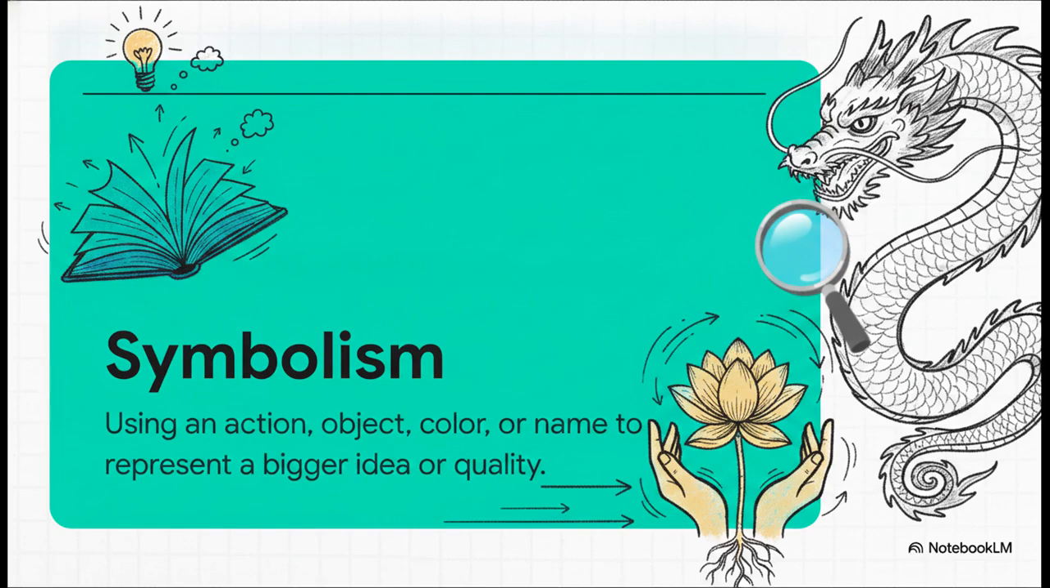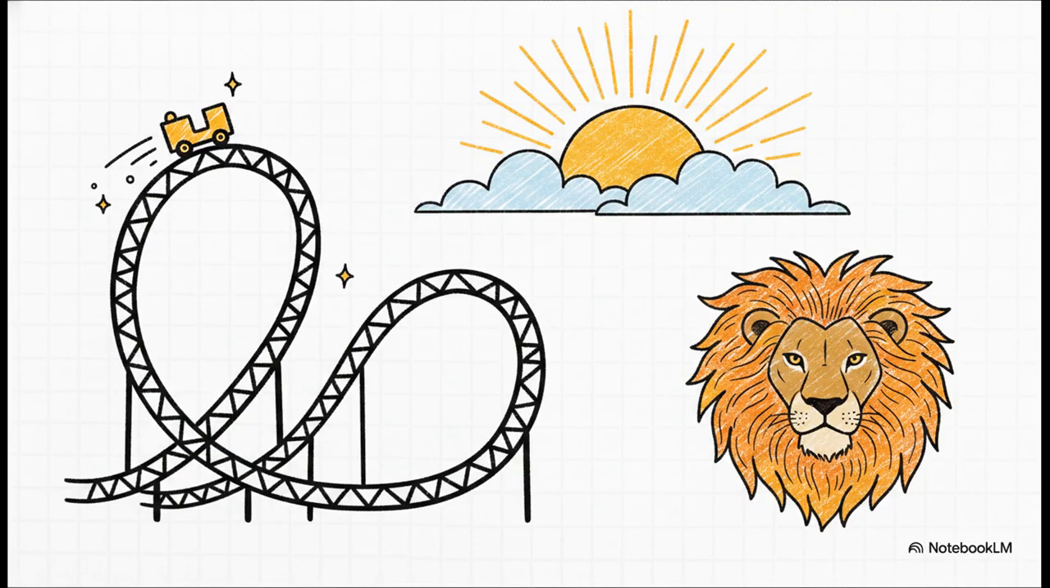It's like a giant puzzle. For example, when we say life is a roller coaster, we aren't being literal. We're using a symbol to express that life is full of unpredictable twists, turns, and sometimes scary drops. In many Filipino stories, a rising sun isn't just about morning time. It symbolizes hope for a brand new beginning after a dark night. And calling someone a lion, that instantly communicates immense courage and fearlessness.